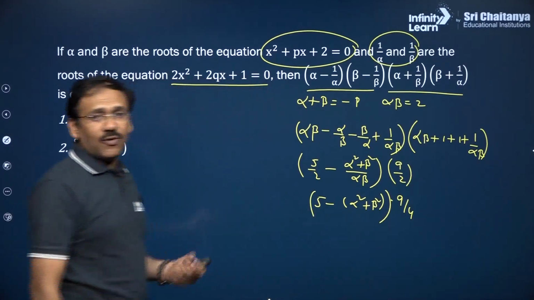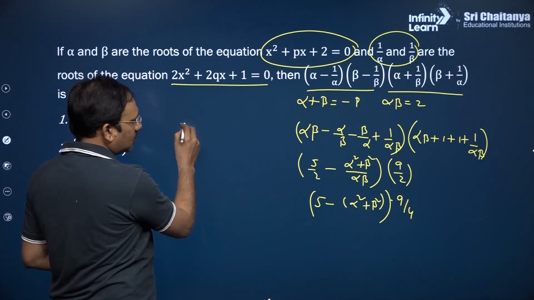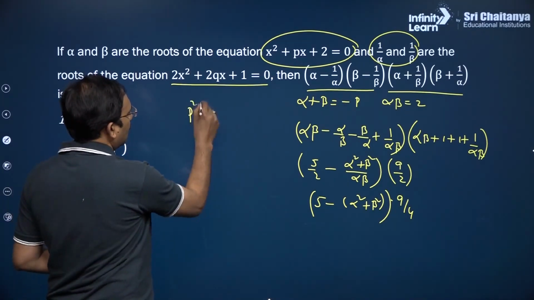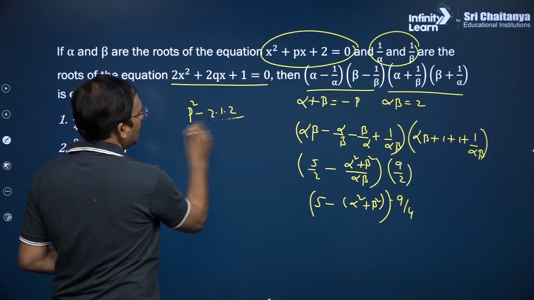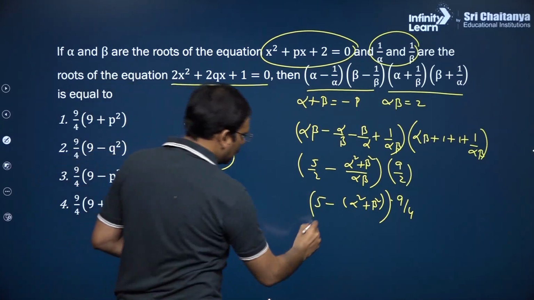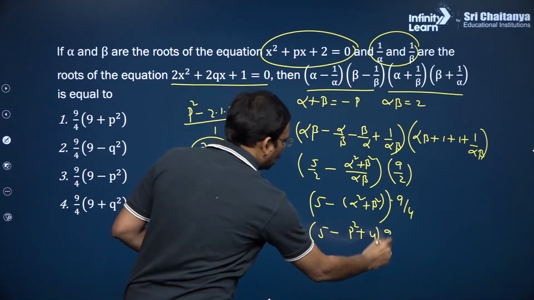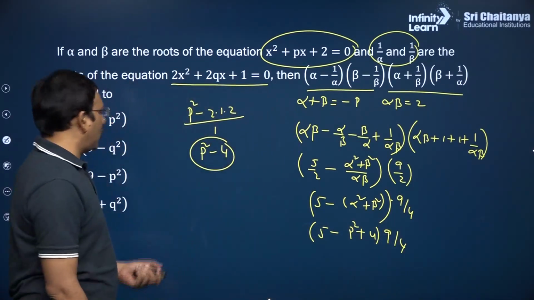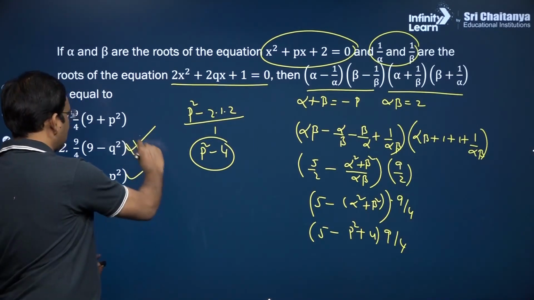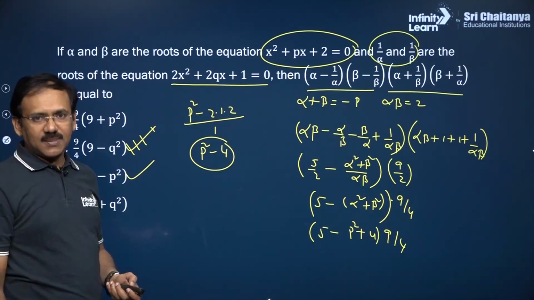So what is the formula for alpha square plus beta square in a quadratic equation? This is going to be b square minus 2ac by a square, which is p square minus 4 is its value. So 5 minus p square plus 4, my dear friends, into 9 by 4. So 9 by 4 into 9 minus p square is the answer. 9 minus p square, but q is a different one, so be careful with p and q. So 9 by 4 into 9 minus p square.